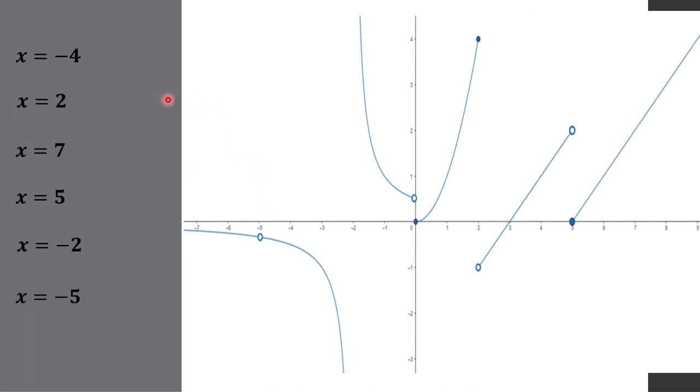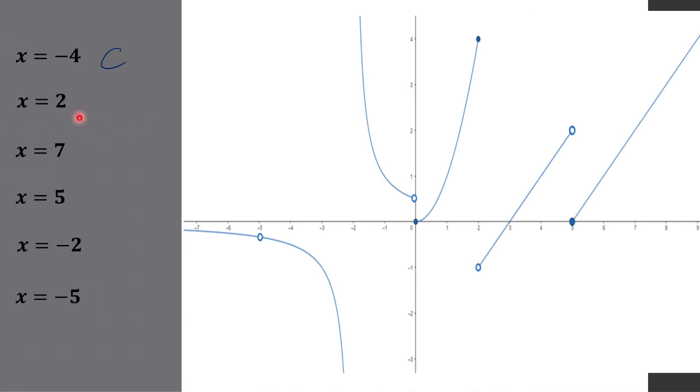So let's say we would like to identify if the function is continuous at x is equal to negative 4. So this is x is equal to negative 4. If you look at the graph, we do not see holes, gaps, or breaks. Therefore, this would be continuous. So I will just write C for continuous and D for discontinuous.